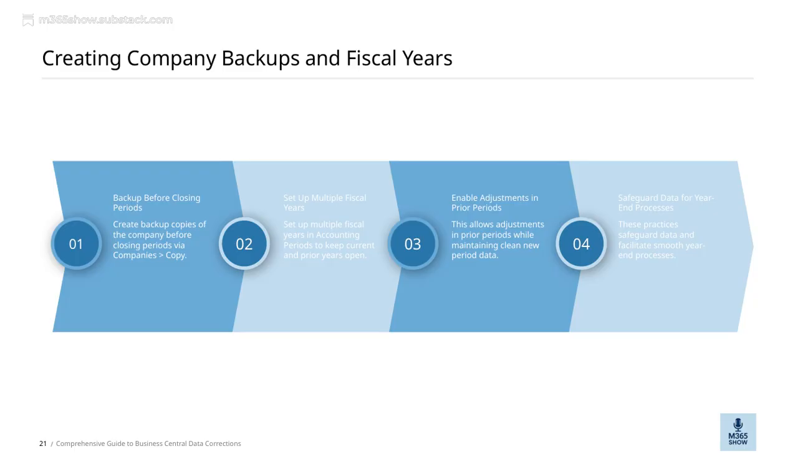Next, setting up multiple fiscal years in the accounting periods is a best practice. This allows you to keep both the current and previous years open at the same time. Why is this important? Well, it gives you the flexibility to make adjustments in prior periods without disrupting your ongoing transactions in the new fiscal year. By enabling adjustments in previous periods, you can correct errors or update data without compromising the integrity of your current period data. This approach helps maintain accurate financial records and simplifies your year-end closing process.